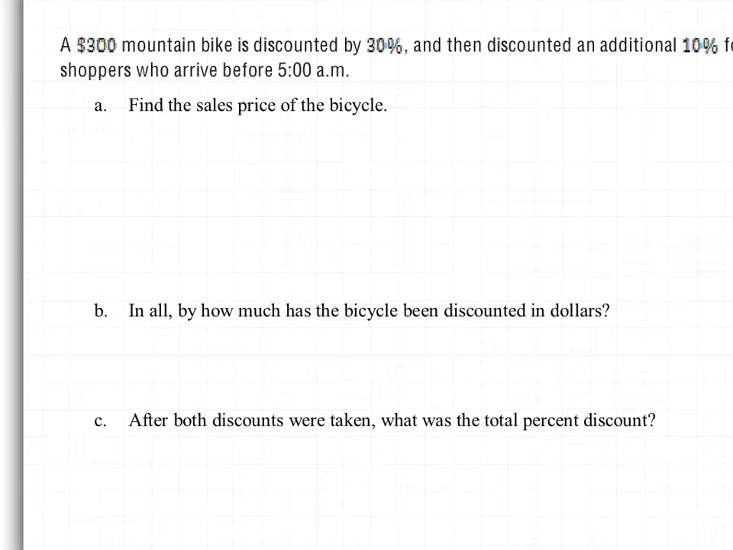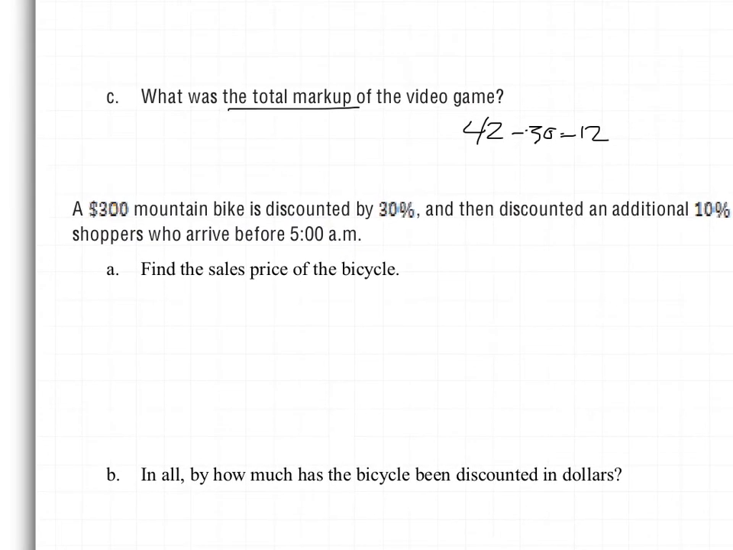All right, so a $300 mountain bike is discounted 30%. So we're going to look at this. Quantity is equal to percent times whole.